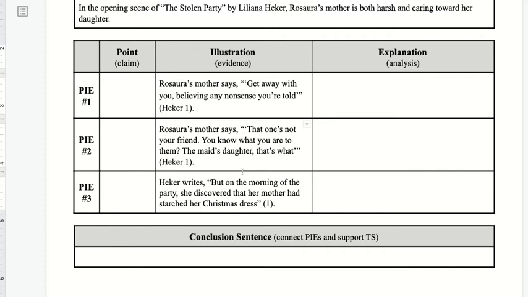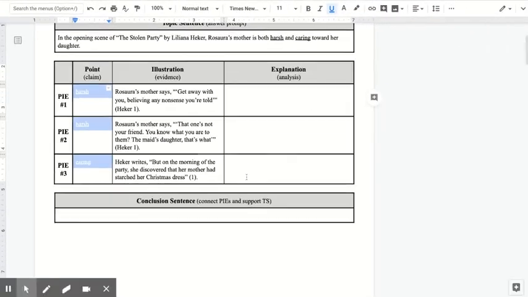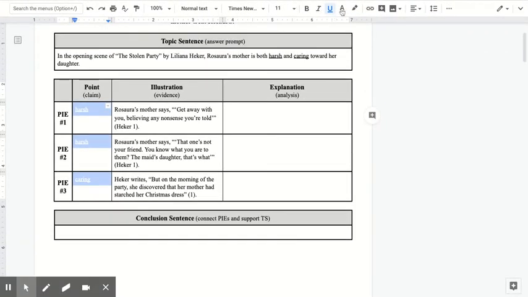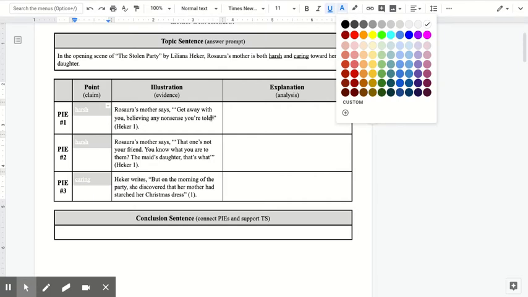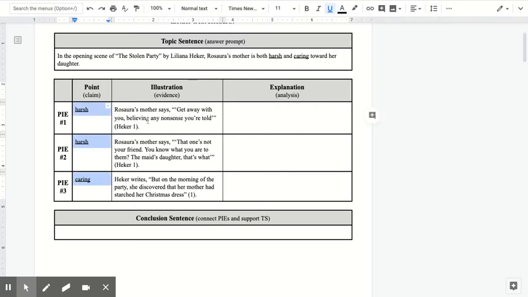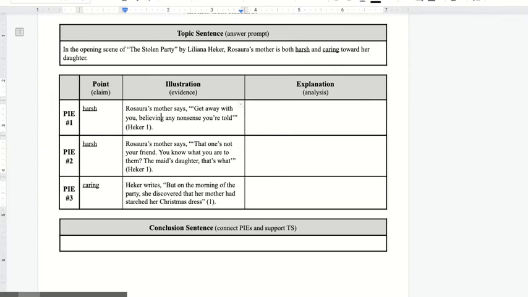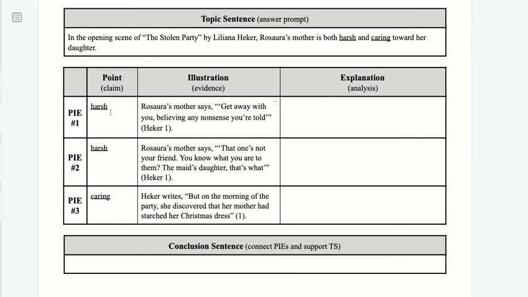So I have my illustrations, and I can also put in, because I took those notes on the text, kind of a shortened version of the point. So these aren't complete points yet. Obviously, those will need to be complete sentences eventually. But the main thing that I'm trying to prove, these first two are mostly showing that she's harsh, and the last one's showing that she's caring. I think it can actually be really helpful just to put in the brief notes on the points before you write out the whole thing, because then you can kind of check in with your topic sentence. All right, I'm showing that she's harsh in those first two. I'm showing that she's caring in the last one.